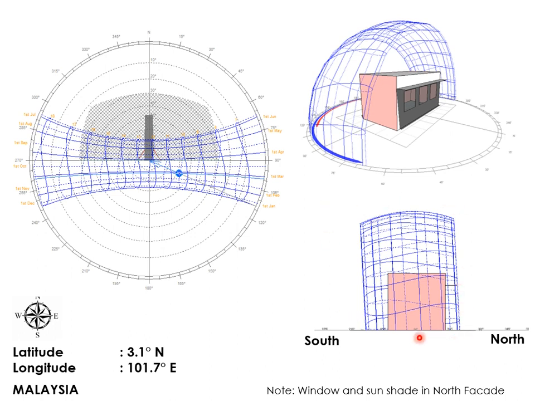So this is Malaysia, and for our reference, what we have done is we have taken the window and sunshade on the northern facade, imagining there is a building, and this is the northern facade of the building. So we have taken the windows and sunshade on the northern facade of the building.